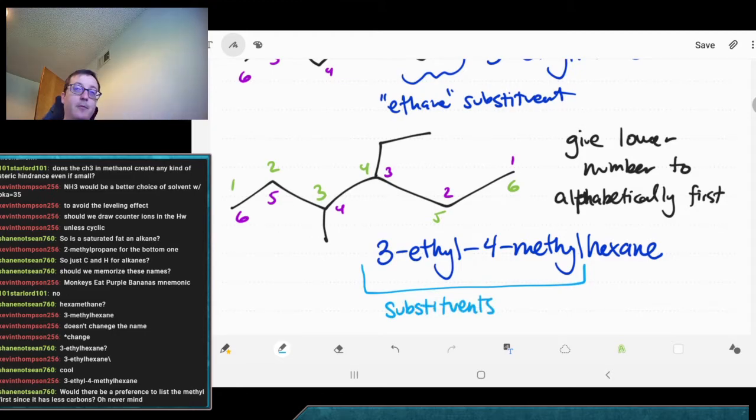Now, remember as well that if we can make the lower numbers, in this case they were both 3 and 4, whichever way we numbered them, something would be 3, something would be 4. If there were a way to make them lower, that would take preference over alphabetical. So you always want the lowest possible numbers first. If there's a tie for lowest numbers, then we go alphabetically speaking.